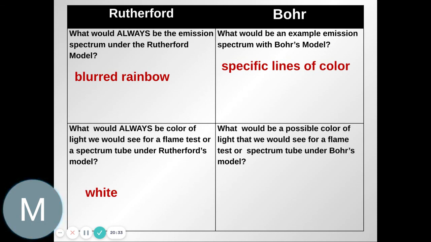If Bohr is correct, what do we see for each atom as we excite it for a flame test or look at it under a spectrotube, which again, I know you guys didn't get to play with. Maybe when you come back, you'll get to. We'll see specific colors of light, which is exactly what we see. Copper gives off green light. Strontium gives off red light. Lithium gives off, I think, red light. Mercury gives off purple light. Not that we should burn mercury, but we see specific colors.